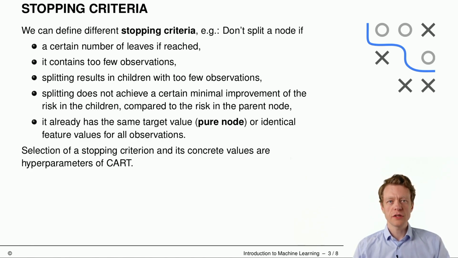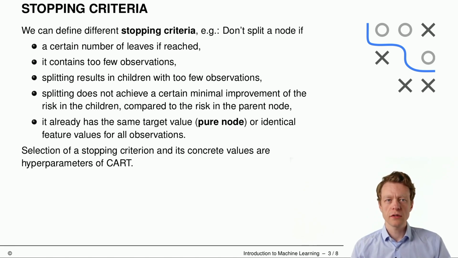Another criterion could be: don't split a node if it contains too few observations. So just split a node if it has more than, let's say, 5 observations. Or don't split a node if the splitting results in children with too few observations. Or don't split a node if splitting does not achieve a certain minimal improvement of the risk in the children compared to the risk in the parent node.